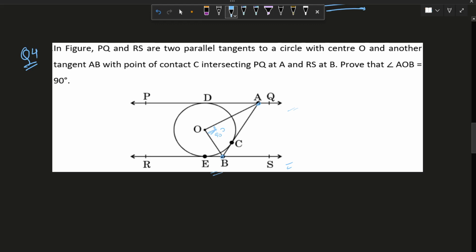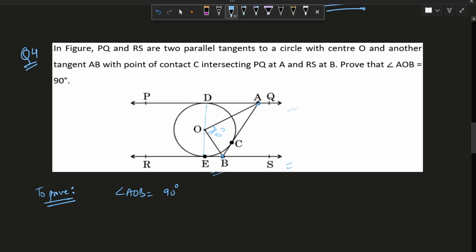Okay, so how are we going to begin this question? So let's begin with this. What do you have to prove over here? You have to prove that angle AOB is 90 degree. So first here, generally in this question, this line is drawn, but here this line is not drawn. So I have to write that.